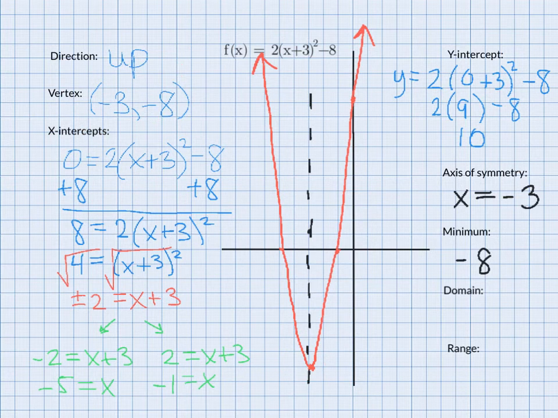The last two things are the domain and the range. The domain is our x values, and in this case, for our parabolas, our domain's always going to be all real numbers, -infinity to +infinity. And in this case, since our minimum value is -8, we can equal -8 and travel all the way up to infinity. I'm going to give you an example to try, and you will find all these things on your own.